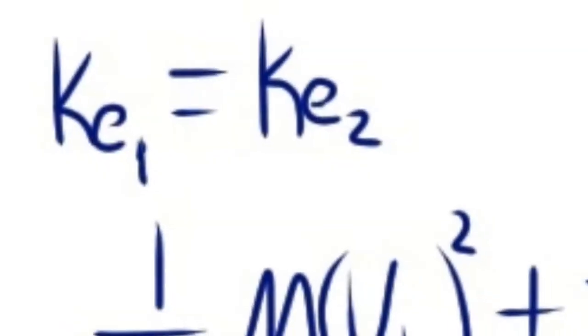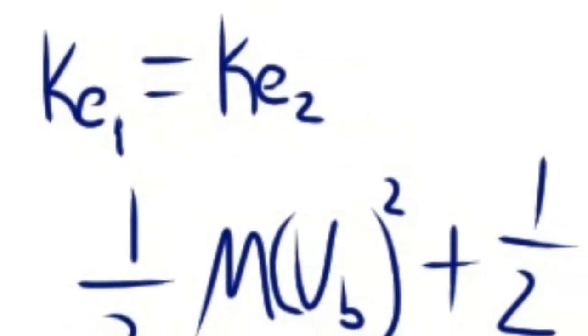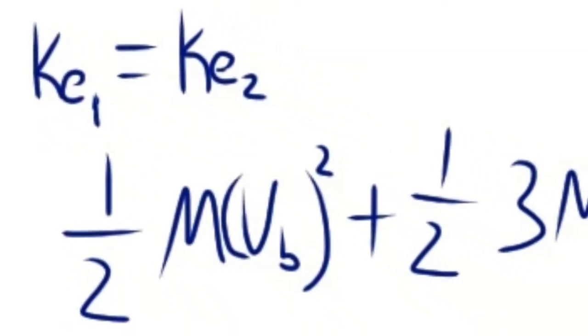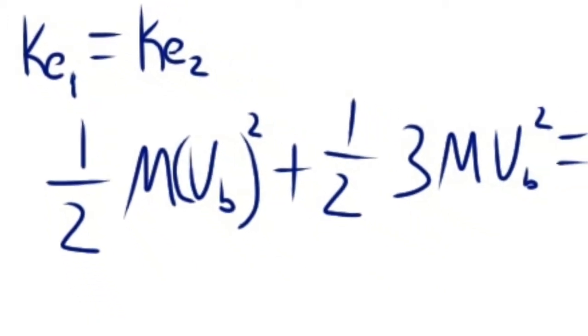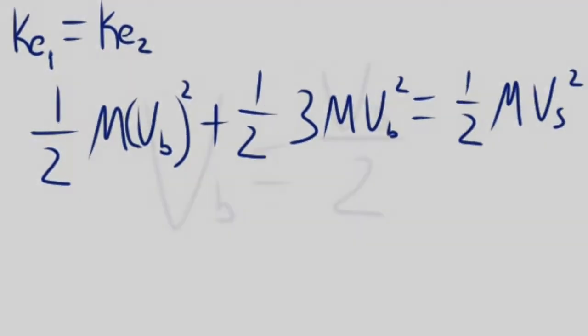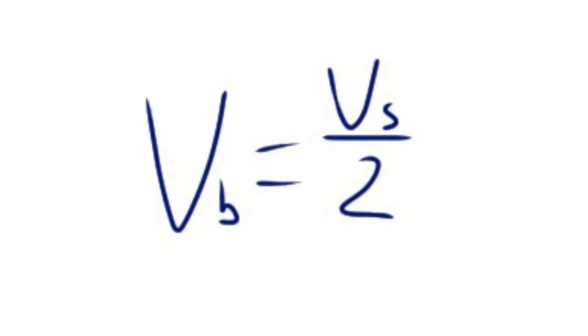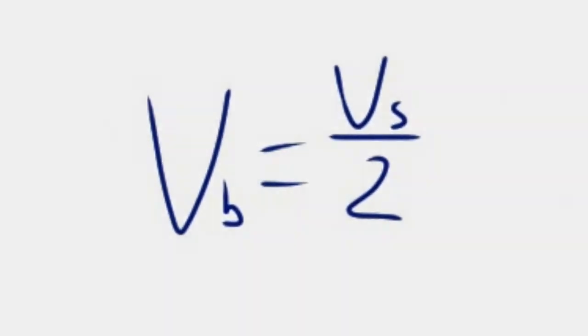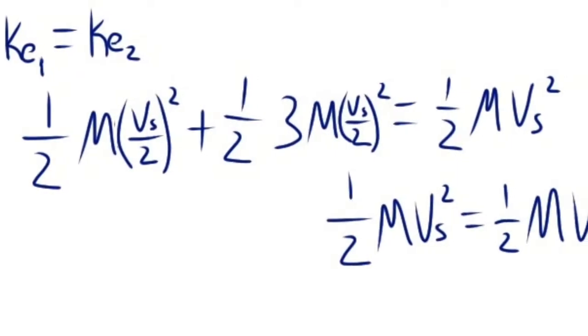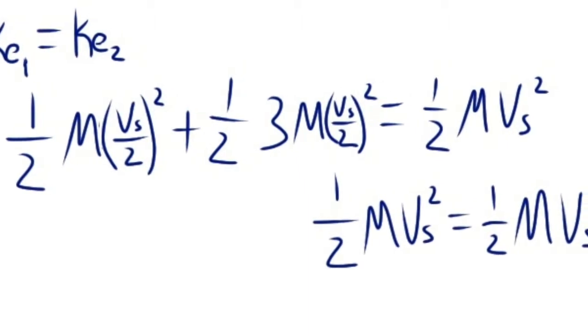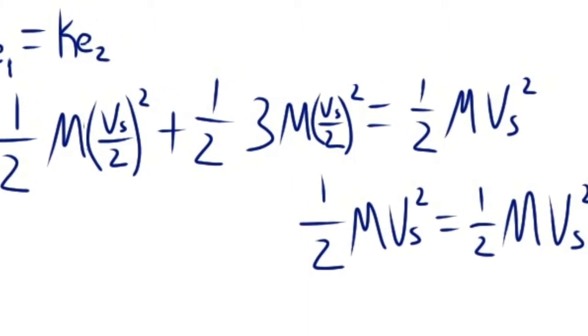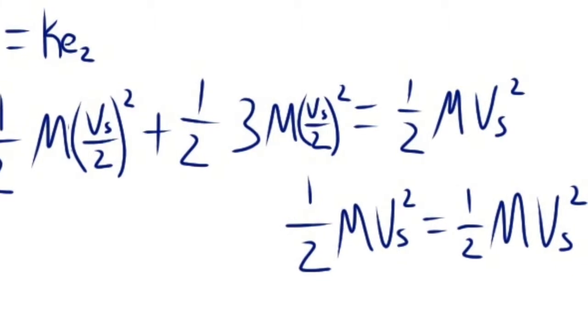For part D, me and my buddy, the Green Lantern, will figure out if the collision is elastic. If the collision is elastic, then kinetic energy is conserved. First, we set the kinetic energy before the collision equal to the kinetic energy after the collision. Then we make a key substitution of v sub b is equal to v sub s over 2. Collect like terms, and kinetic energy before is equal to kinetic energy after the collision. Because of this, we can say the collision is elastic.